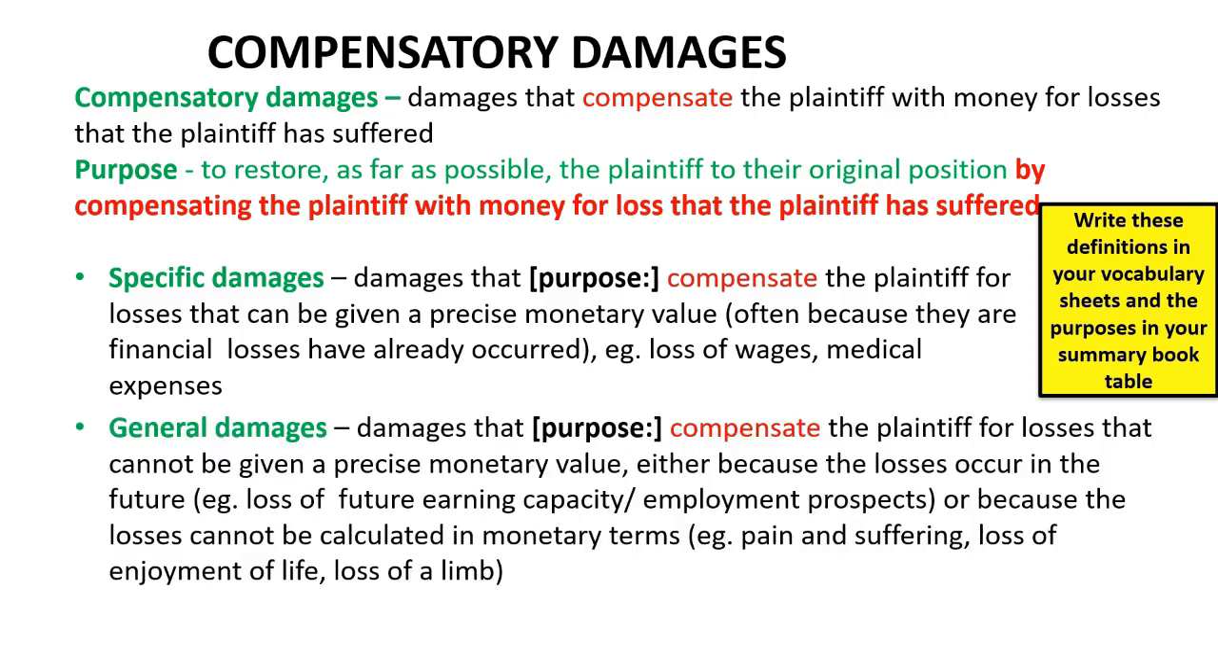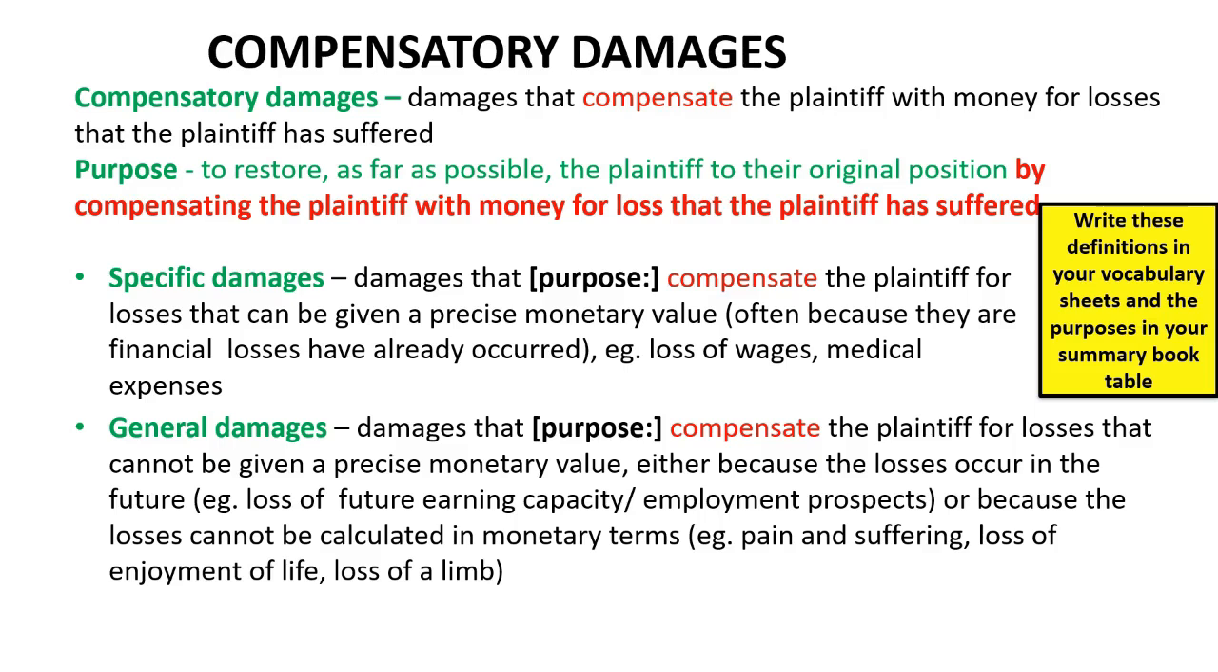The second type of compensatory damages are general damages. General damages are damages that compensate the plaintiff for losses that cannot be given a precise monetary value, either because the losses occur in the future or because the losses cannot be calculated in monetary terms. Look down the left-hand side of your vocabulary sheets, find the term general damages and write this definition in there.